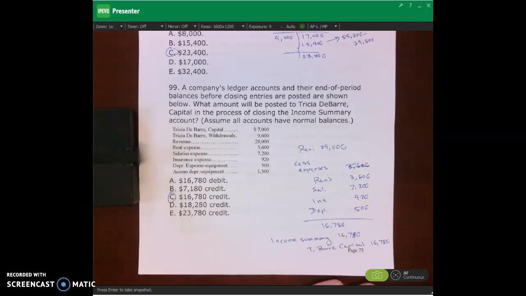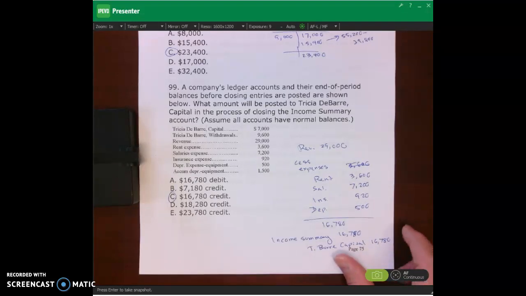Then you have to think about the journal entry. The journal entry would be a debit to income summary of $16,780 and then a credit to capital of $16,780. So the right answer to number 99 is C.